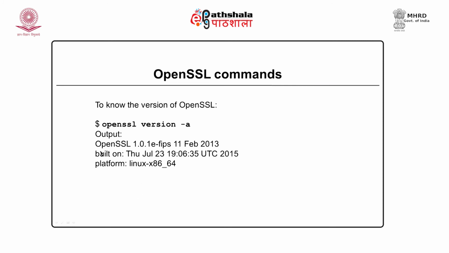You can see the output contains the OpenSSL version, when it was built, and the platform. So, this OpenSSL tool is running on a Linux 64-bit platform. This is how we can know the version of OpenSSL. It is always advisable to use the latest, upgraded version of the OpenSSL tool.